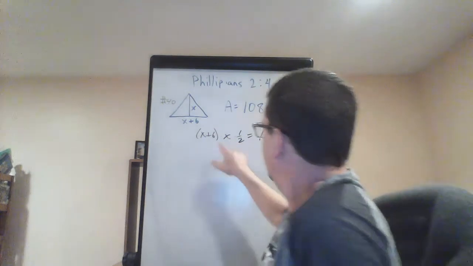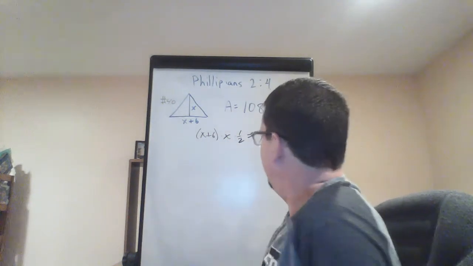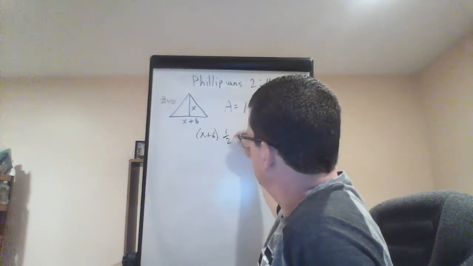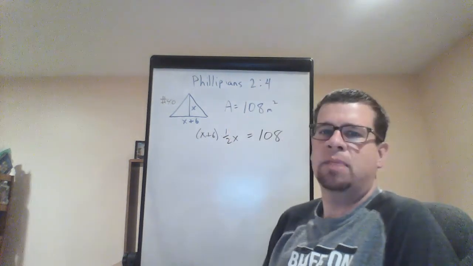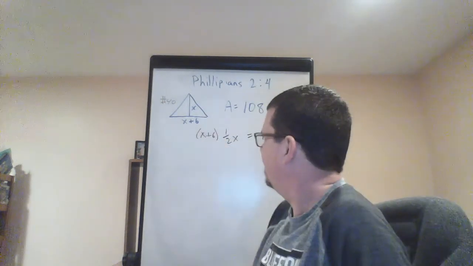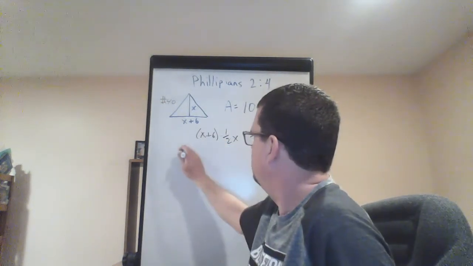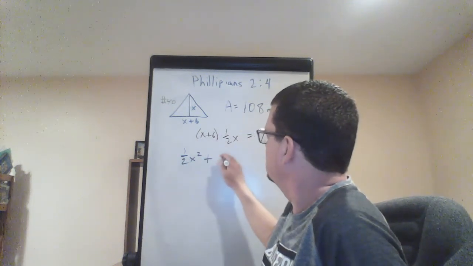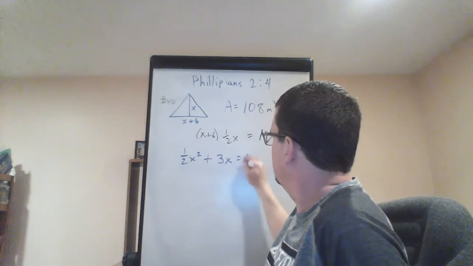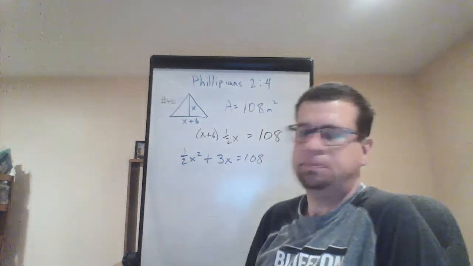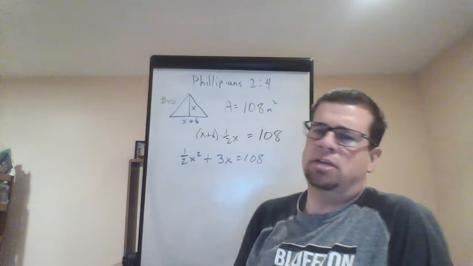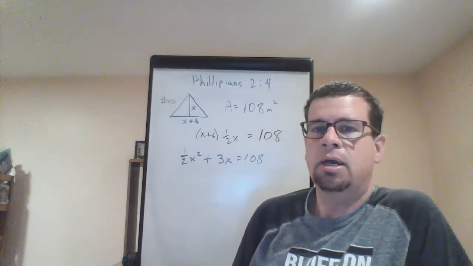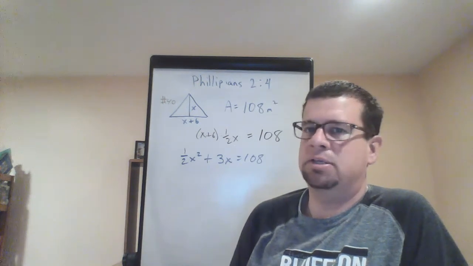Now, x times 1/2, I can rewrite that a little better because multiplication is commutative, so I can just make that 1/2 x. And now I want to distribute. 1/2 x times x would be 1/2 x squared, and then 1/2 x times 6 would be 3x, and it still equals 108. Now again, I apologize for not covering these in the notes, but that's why we have these videos going out to you. If you have any questions on this, don't hesitate to let me know.